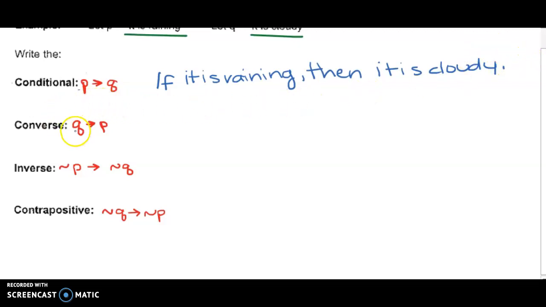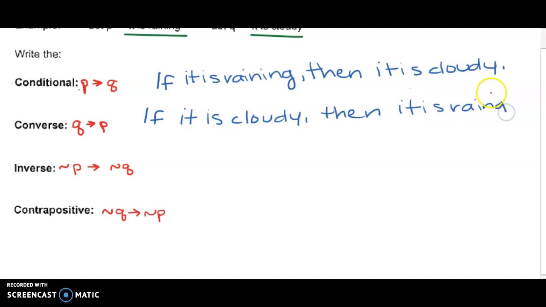Now my converse of that, I'm switching my hypothesis and the conclusion. So now it's if Q, then P. My Q is, it is cloudy. So if it is cloudy, then my P happens, so then it is raining. Ooh, can't spell raining. Notice these two, when you compare them, they have all the same words. They're just flipped in the order that they happen, right? Because our P and our Q is flipped, and our Q and our P is flipped.